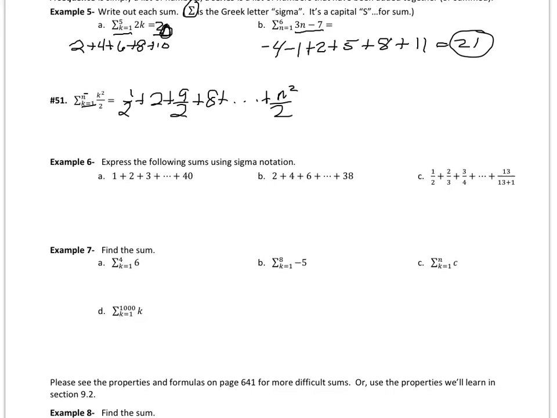Okay, so we have 1 plus 2 plus 3 plus dot dot dot plus 40. Okay, so we need to come up with a rule in sigma notation. So there's sigma there. So we're going to go k equals, and we're going to start with 1, and then we're going to go up to 40. Now, what do I put over here?